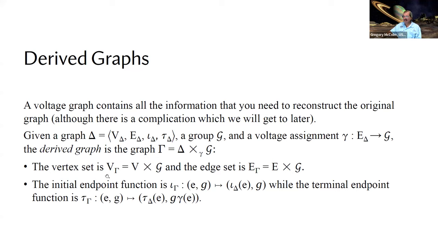So the vertex set of this derived graph is just going to be the vertices in this quotient graph and the group of automorphisms. The edge set is going to be the edges across the group of automorphisms. And then for every single one of those edges, you get a formula for finding its initial endpoint and its terminal endpoint. So this is the way that the combinatorists and topologists have been getting derived graphs.